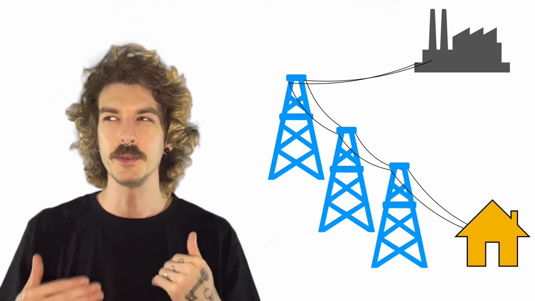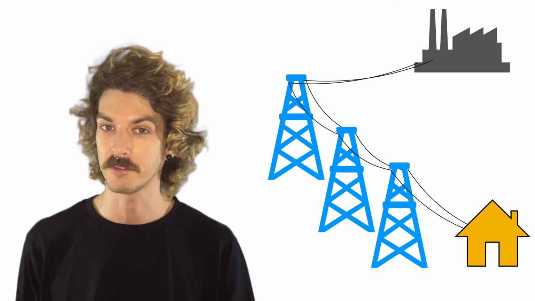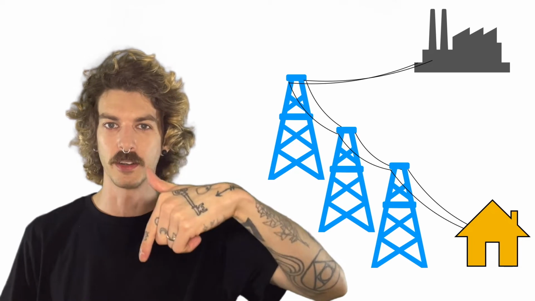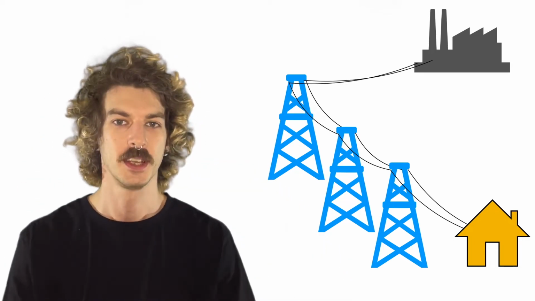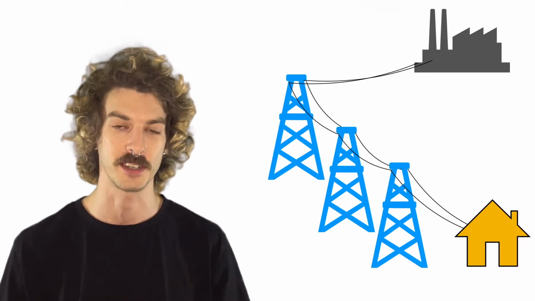We don't want to lose any power though, and since power equals current times potential difference, that means if we want to lower the current, we need to increase the potential difference. So how can we change these things? Well, the answer is we use something called a transformer.